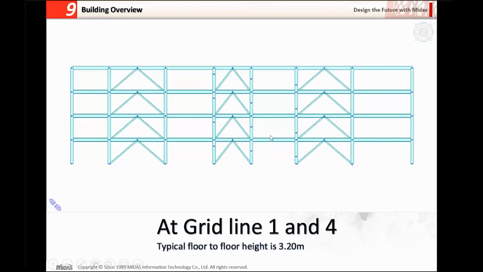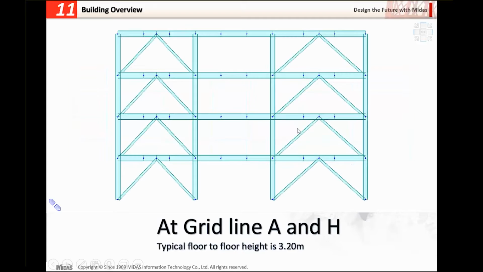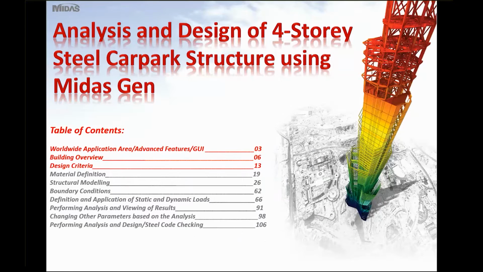So at grid line 1 and 4, this will be the configuration of our framing. At grid line 2 and 3, grid line A and H, as well as grid line B to G, with a typical floor-to-floor height of 3.2 meters.